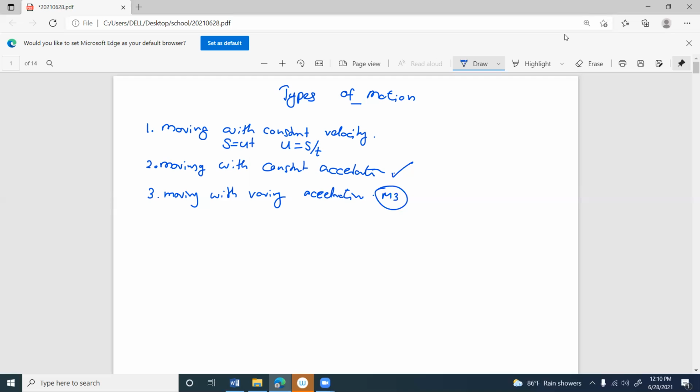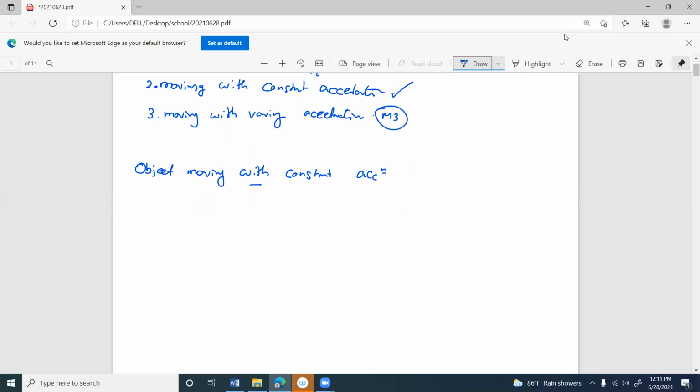Okay. Then we will continue with that topic: an object moving with constant acceleration. A short form of writing the acceleration is like this, right? So in this case, what is the condition to satisfy for an object to move with constant acceleration?